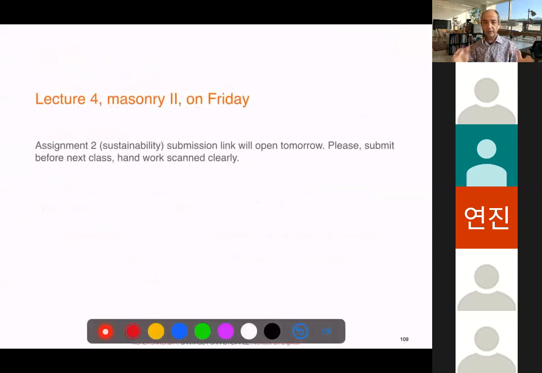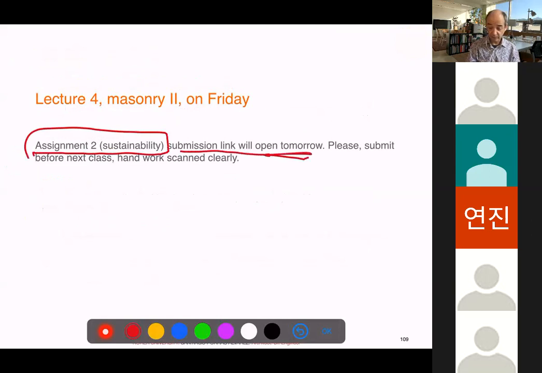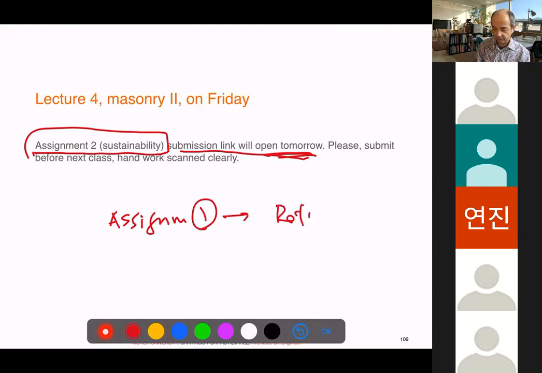So we'll speak about masonry on Friday. The assignment 2, sustainability, we explained last week. The submission link will open tomorrow, right? So please submit it for Friday. And assignment 1, I'm correcting. I will try to return it before next class.